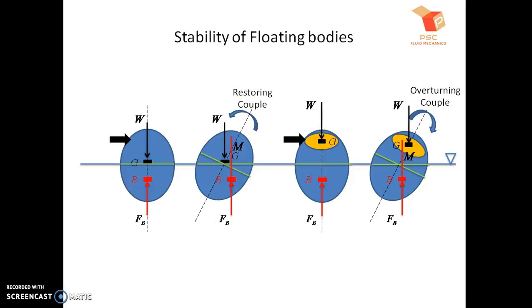And one more thing: if G and M coincide, then definitely GM will be equal to 0. If they coincide, the weight and the force of buoyancy will act through the same point, and we will get a neutral equilibrium in that case. So it depends on the relative positions of the center of gravity and the metacenter. Again, I will define the metacenter: it is the point of intersection of the line of action of the force of buoyancy and the body axis. So this is all about the metacenter and stability of floating bodies.